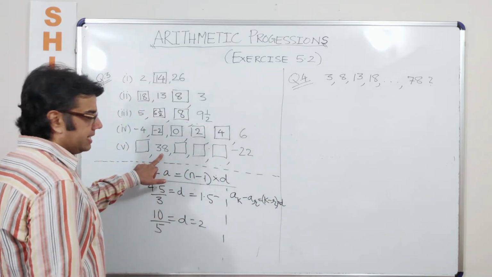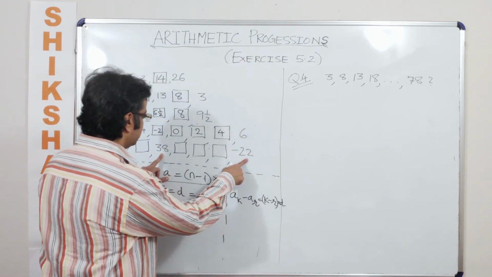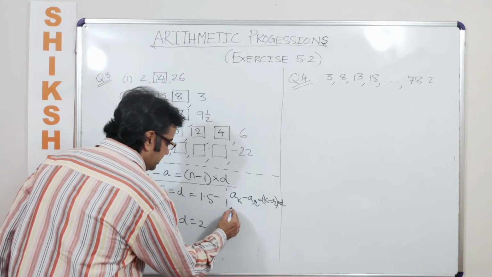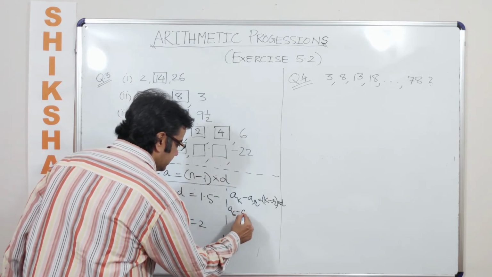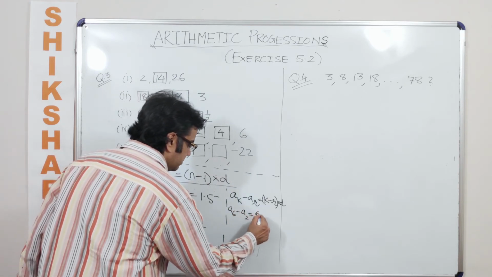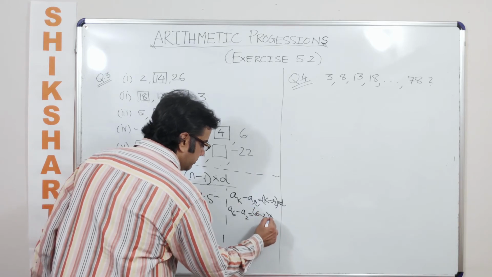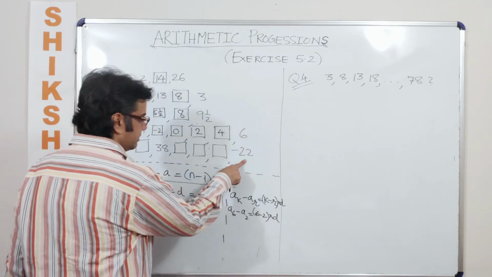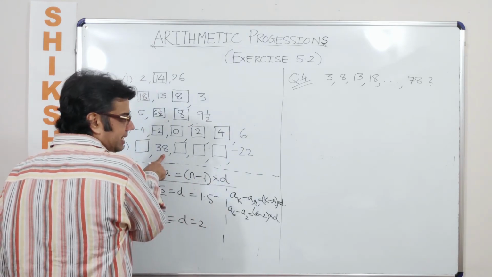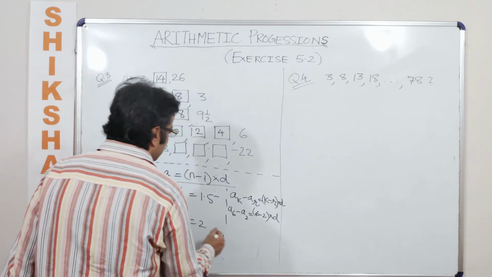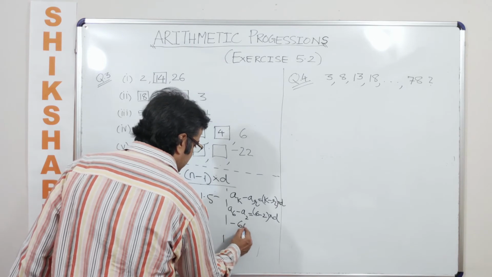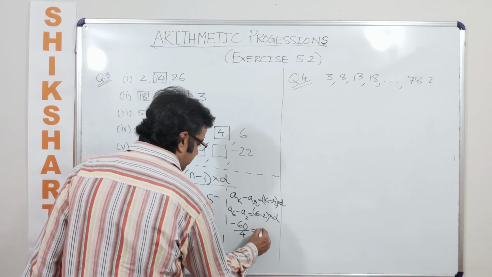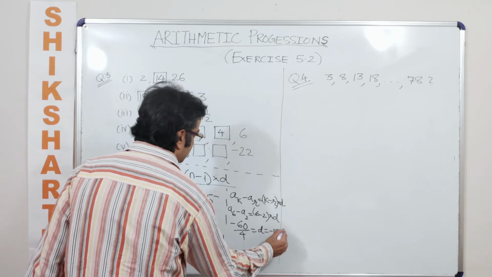So let us say this is the second term, right? And this is, so 1, 2, 3, 4, 5, 6. So what are we saying? We are saying the sixth term minus the second term should be equal to 6 minus 2 into the common difference of the series. So the sixth term is minus 22, minus 38 gives me how much? Minus 60. So minus 60 divided by 4 gives me the value of d as minus 15.